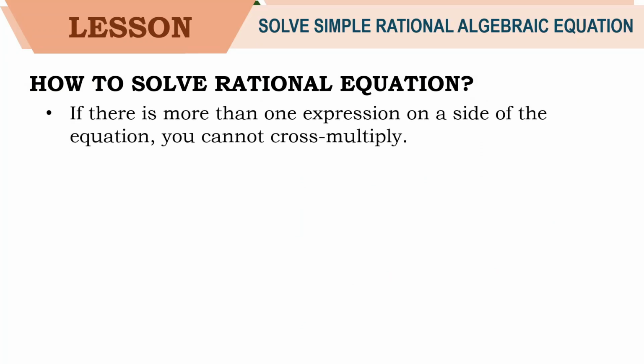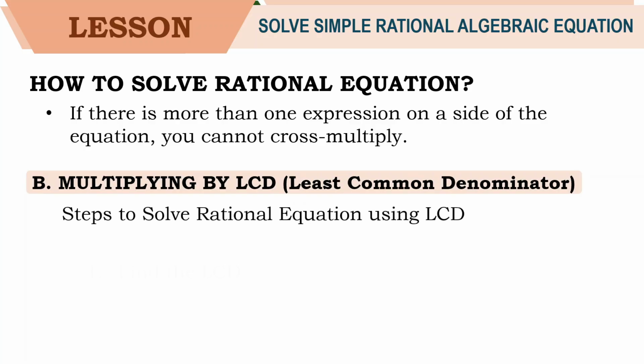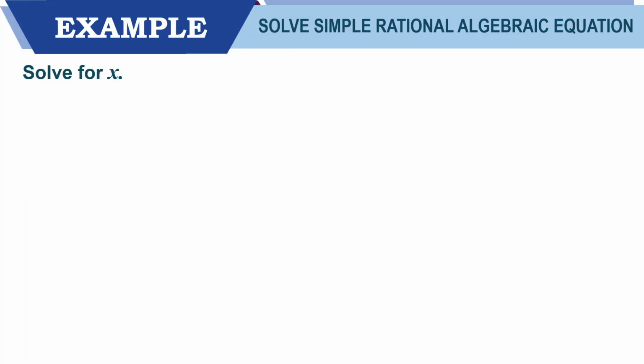How about if there is more than one expression on the side of the equation? We cannot just cross multiply. What we can do is multiply by the LCD. Here are the steps to do that. Number 1, find the LCD. Number 2, multiply every term on both sides of the equation by the LCD, and then solve for the variable.